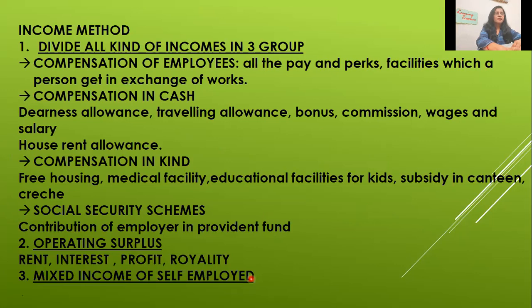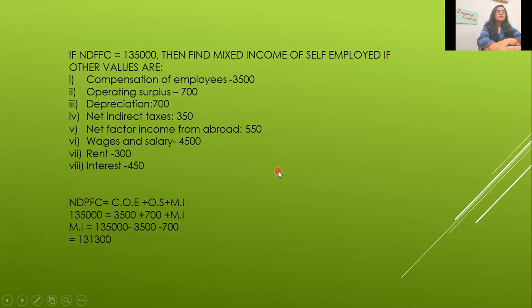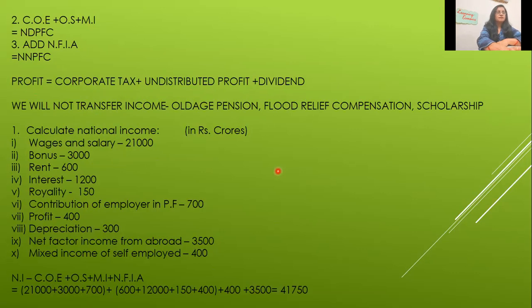Okay, and you will be knowing this, that NNPFC is compensation of employees plus operating surplus plus mixed income. NNPFC comes, and when we add NFIA, then NNPFC comes. And if profit is not given, then we have to add corporate tax, undistributed profit, and dividend. Now see this numerical very carefully.